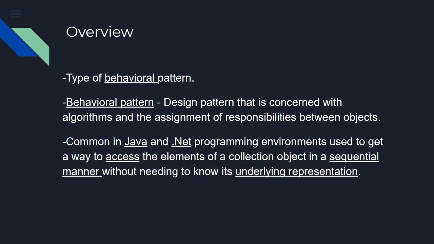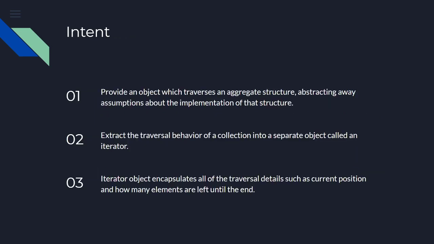Overview. The type of design pattern that the iterator is, is a behavioral pattern, which means that it's a design pattern that is concerned with algorithms and the assignment of responsibilities between objects. It's very common in Java and the .NET programming environments, used as a way to get access to certain elements of a collection in a very sequential manner without needing to know its underlying representation in data.